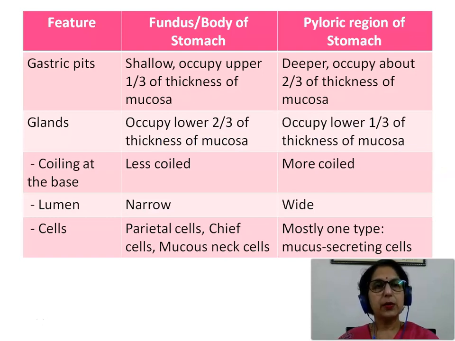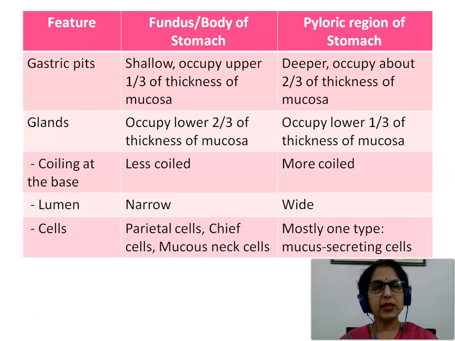Now, if we consider the gastric pits, in fundus or body of stomach, the pits are shallow and they occupy the upper 1/3 of the thickness of mucosa, while in the pyloric region of stomach, the pits are deeper. They occupy about 2/3 of the thickness of the mucosa. As far as the glands are concerned, the glands occupy the lower 2/3 of the thickness of the mucosa in fundus or body of stomach, while they occupy the lower 1/3 of the thickness of mucosa in the pyloric region of stomach.